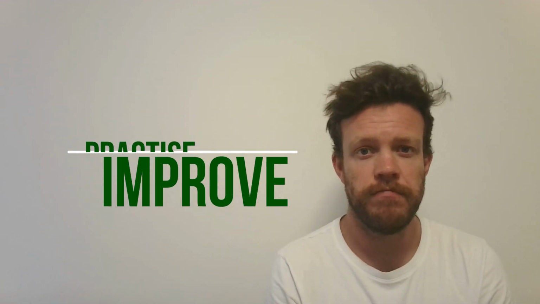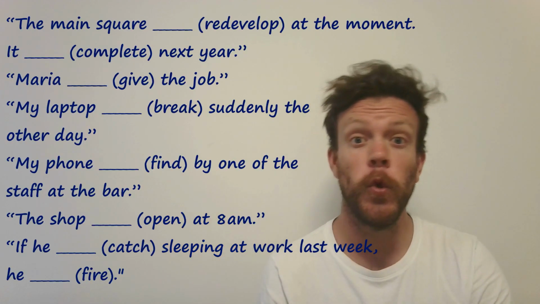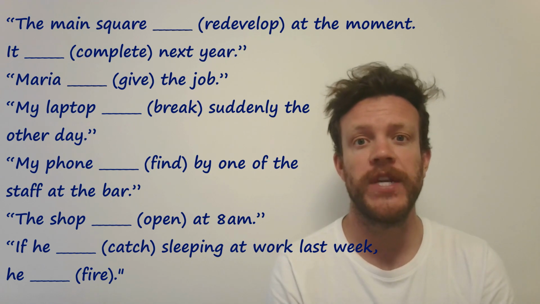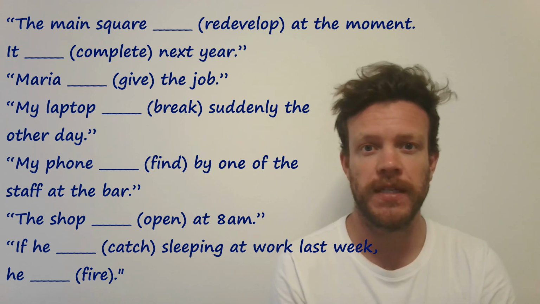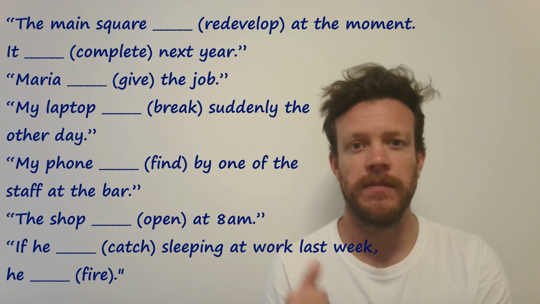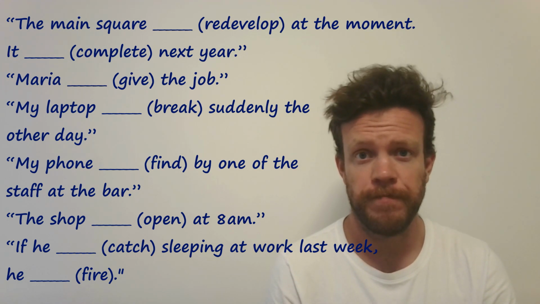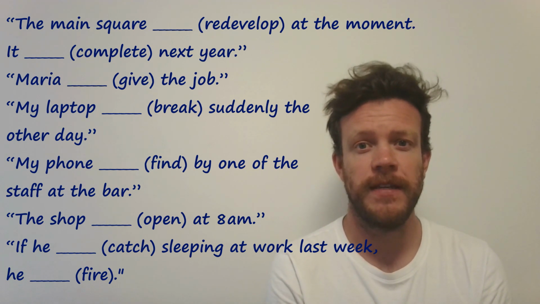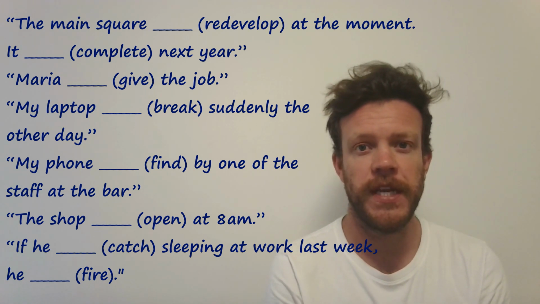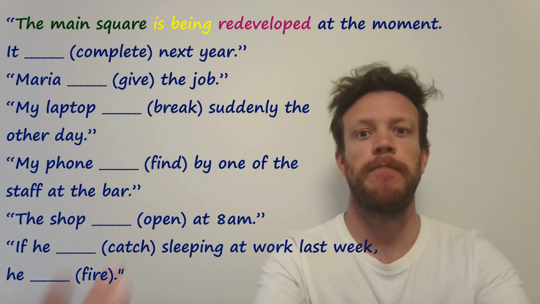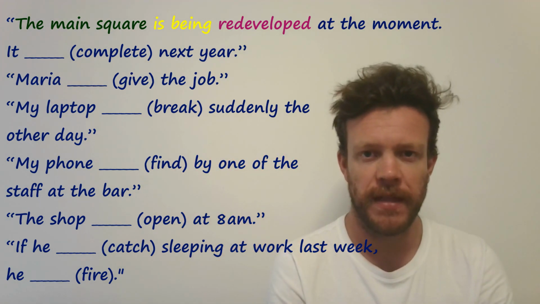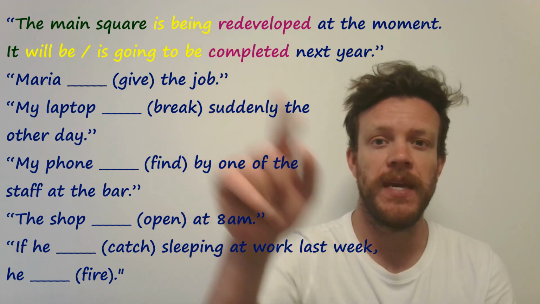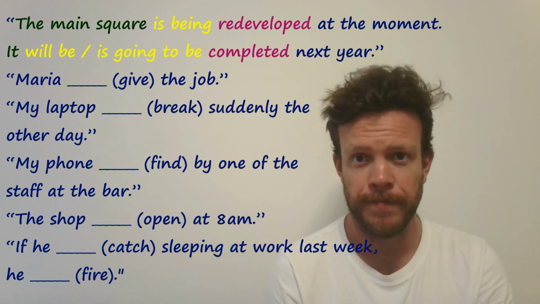Just pause the video and put either the passive or the active into the following sentences and think which tense you need according to the situation. Past, present perfect, etc. And well done for the first one. If you said at the moment, present continuous, the main square is being redeveloped at the moment. It will be, or it's going to be, completed next year.